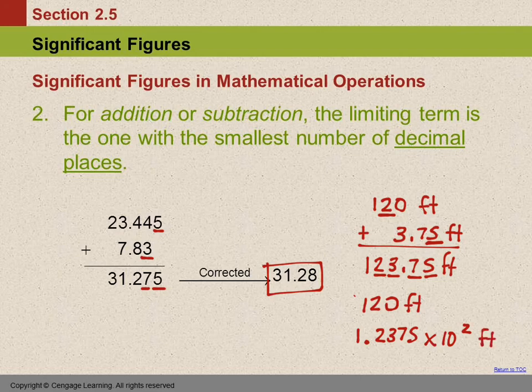And then we look at this and we see, oh, we need to keep the 2 and drop everything else. Now we can cut those off without changing the value of the number. So we would round to 1.2 times 10 squared feet, and we don't run the risk of going to 12.